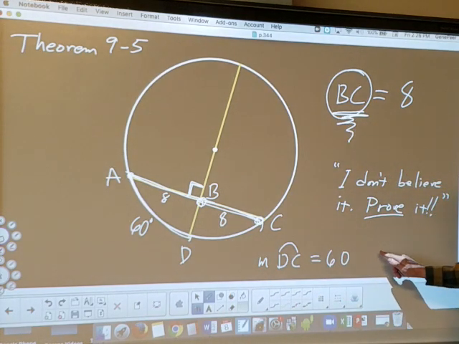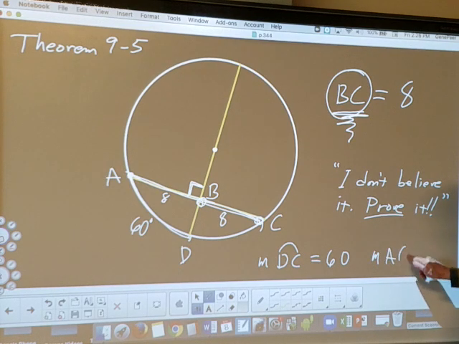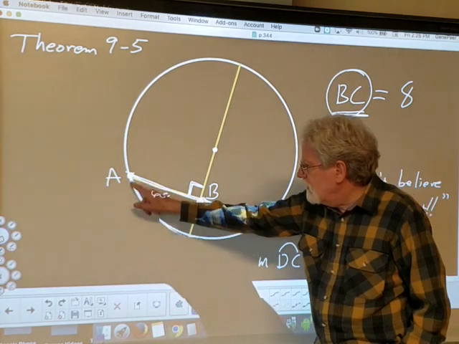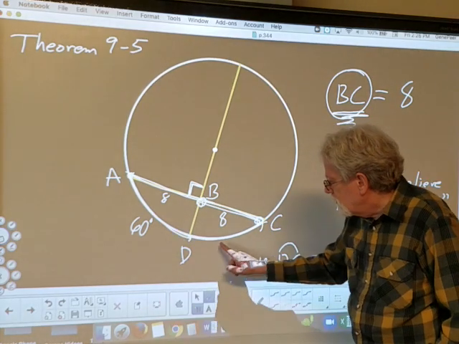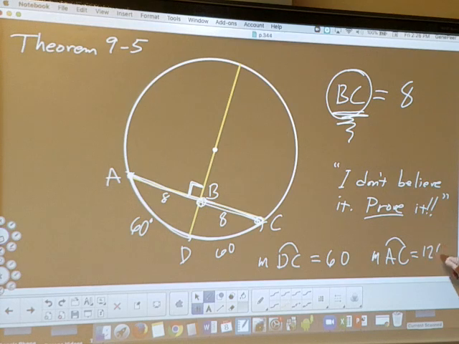And by the way, please again, you've got to read the question carefully. Don't make up your own questions on the test. What's the measure of arc AC? The measure of arc AC, in this case, would be 60 plus 60 for a total of 120.